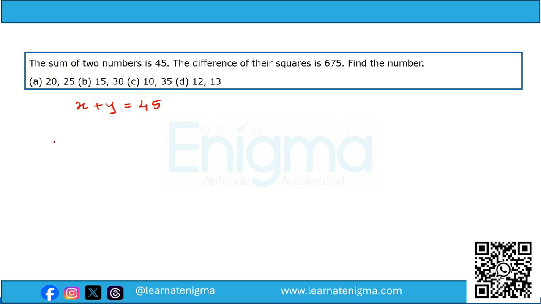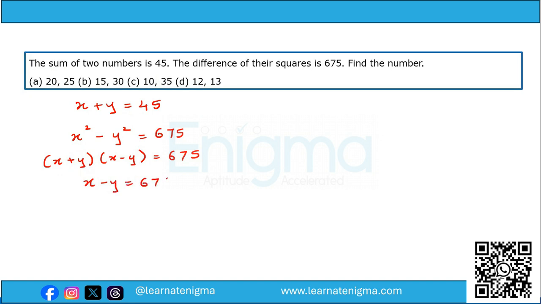From the second statement, assuming x to be the bigger number, we can have x square minus y square as 675. Now, x square minus y square we can factor as x plus y into x minus y. Now we can substitute the value of x plus y as 45. So you will get x minus y as 675 upon 45, which comes out as 15.